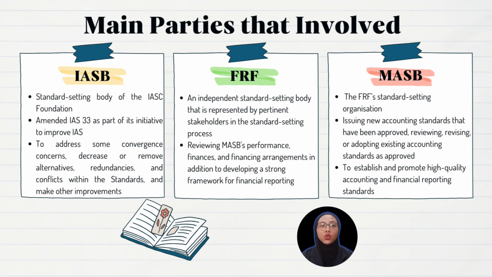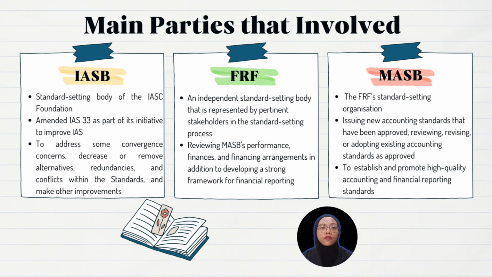The project goals were to address some convergence concerns, decrease or remove alternatives, redundancies and conflicts within the standard, and make other improvements. The second party is the Financial Reporting Foundation. This party is an independent standard-setting body. One of the responsibilities of FRF is reviewing MASB's performance, finances and financing arrangements.